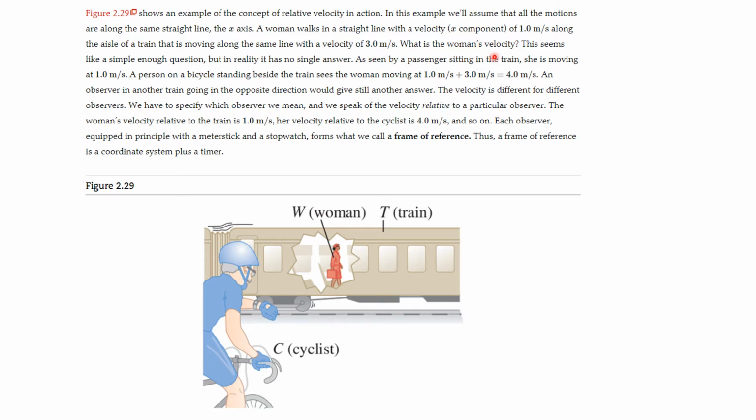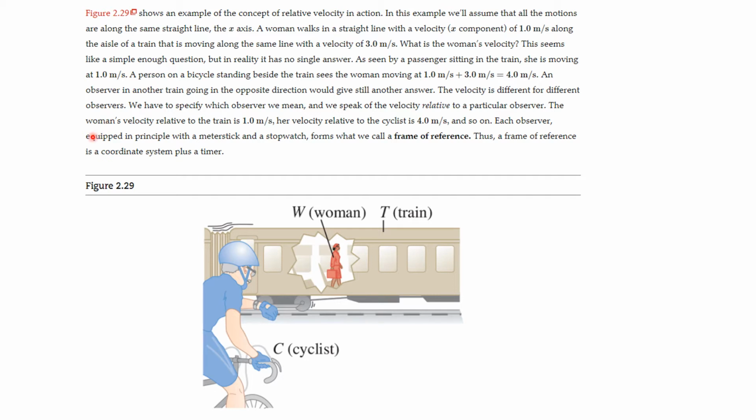What is the woman's velocity? This seems like a simple enough question, but in reality it has no single answer. As seen by a passenger sitting on the train, she is moving at 1 meter per second. A person on a bicycle standing beside the train sees the woman moving at 1 meter per second plus 3 meters per second, or 4 meters per second. An observer in another train going in the opposite direction would get still another answer. So you see, the velocity is different for different observers. We have to specify which observer we mean when we speak of the velocity relative to a particular observer.